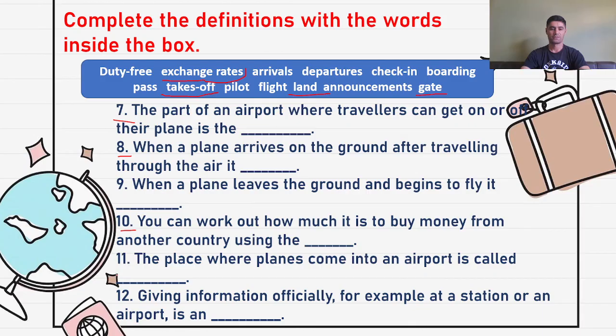Wonderful. Number 11, the place where planes come into an airport is called arrivals. Number 12, giving information officially, for example, at a station or an airport, is an announcement. Wonderful.